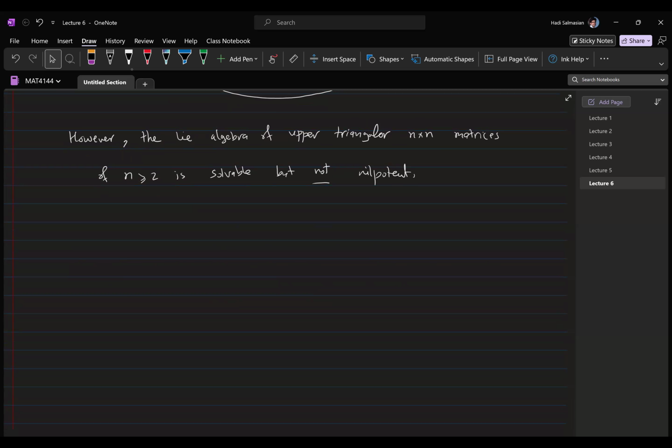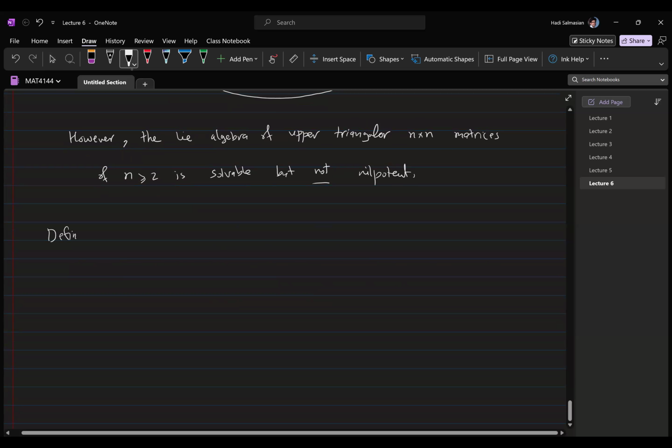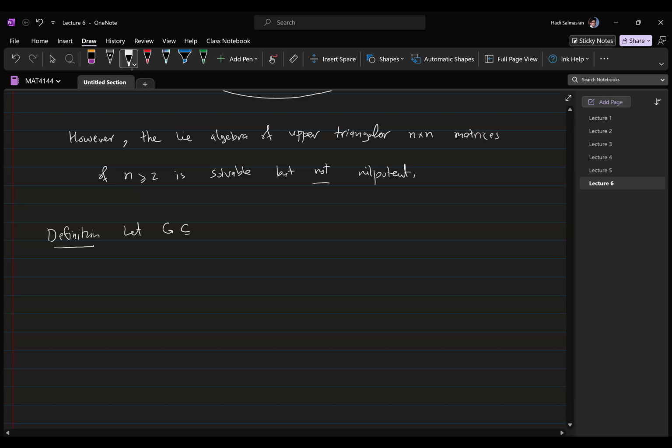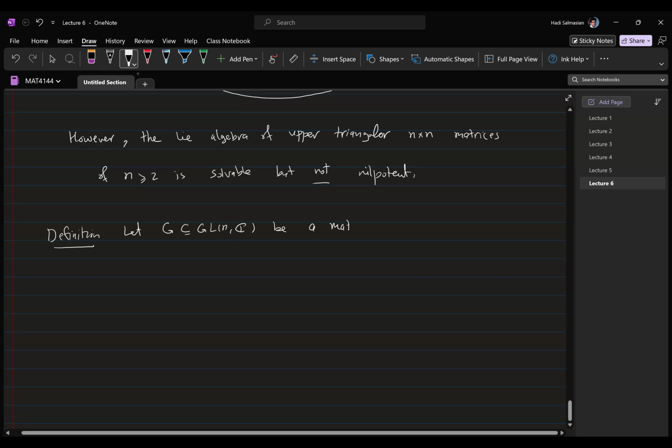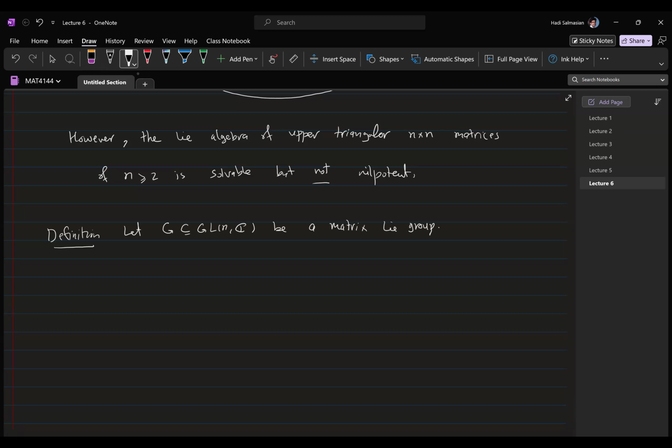So here is a definition, and we will continue next time on this definition. How much time do we have? Okay, not much time. So we studied quite a bit of Lie algebras. Now we want to relate Lie algebra theory to Lie group theory. So let G be a matrix Lie group. This means a closed subgroup, with respect to the topology, of GL(n, C).